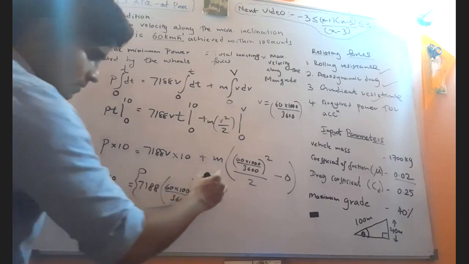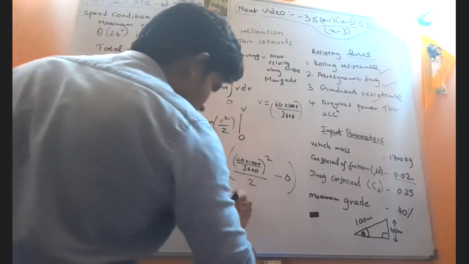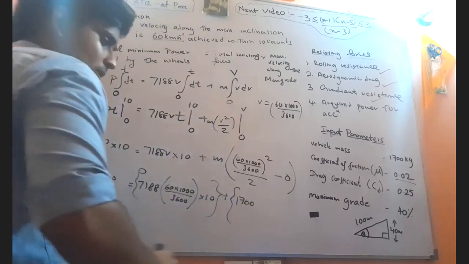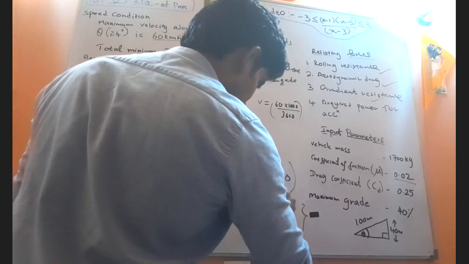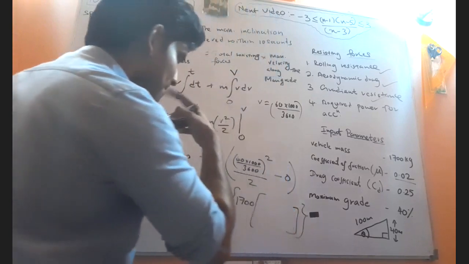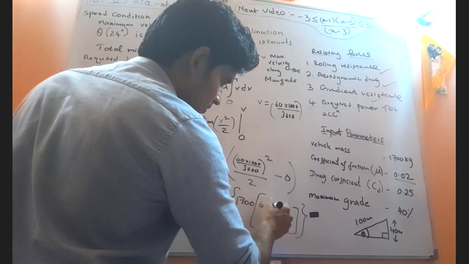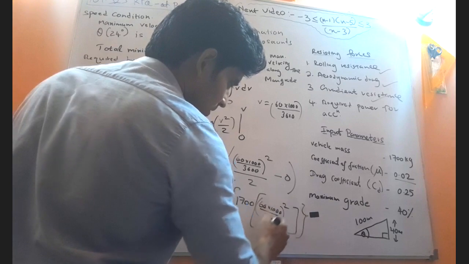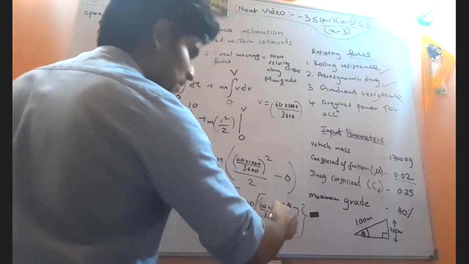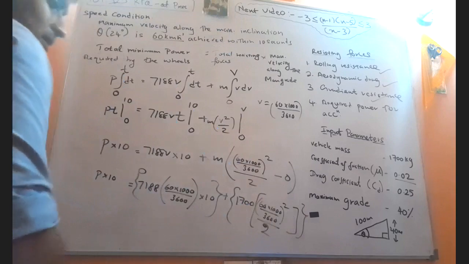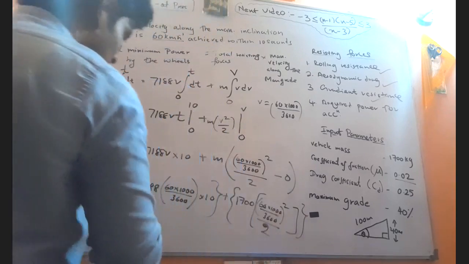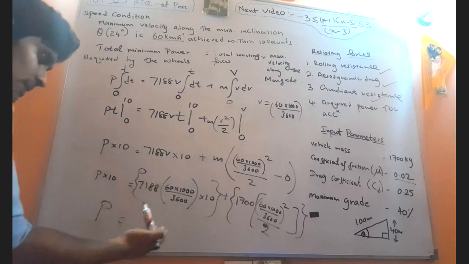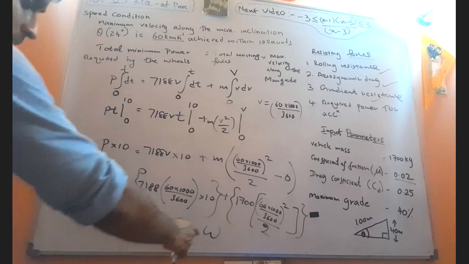So one segment is here. Plus m times, what is m? 1700. Then v squared, 60 into 1000 divided by 3600, whole thing squared divided by 2 minus 0, you don't have to worry. So keep it like that. Carefully if you do the simplifications, you will get the final answer in watts, because that is the standard unit.